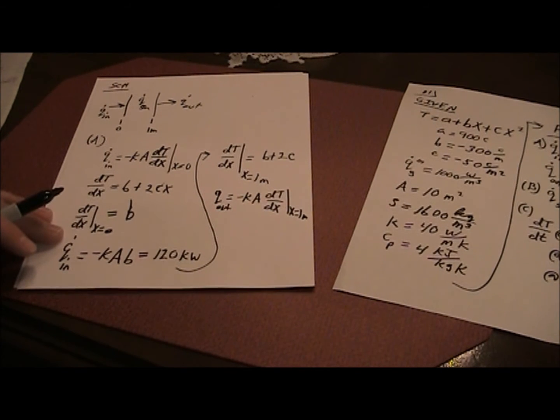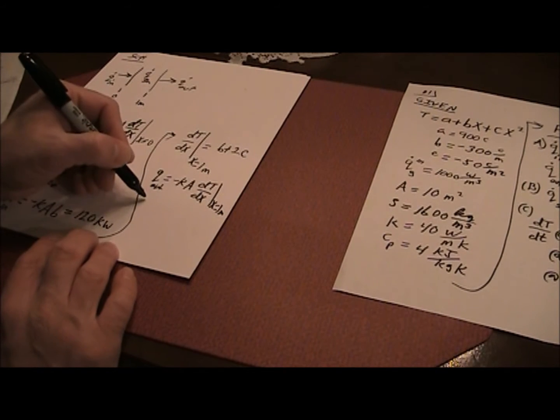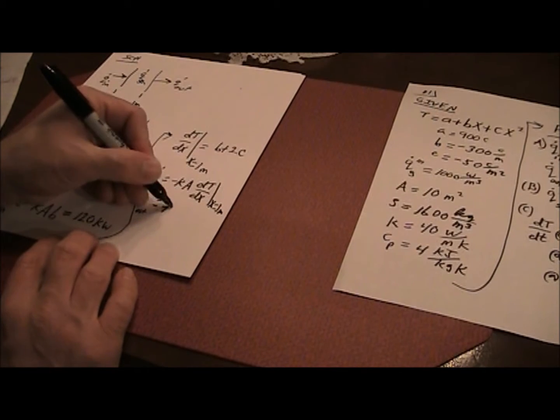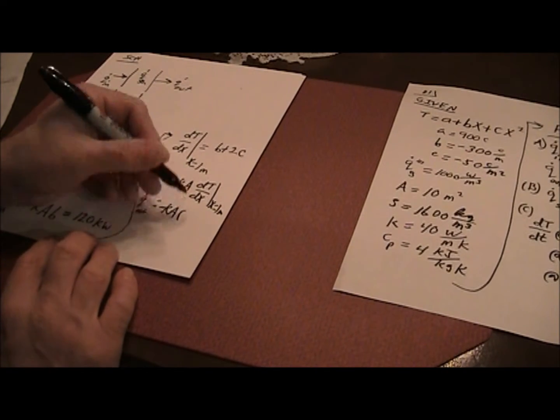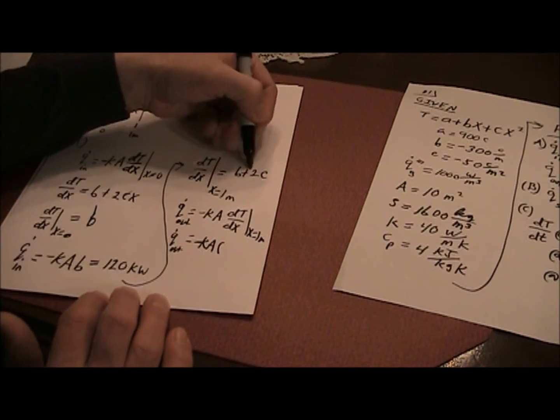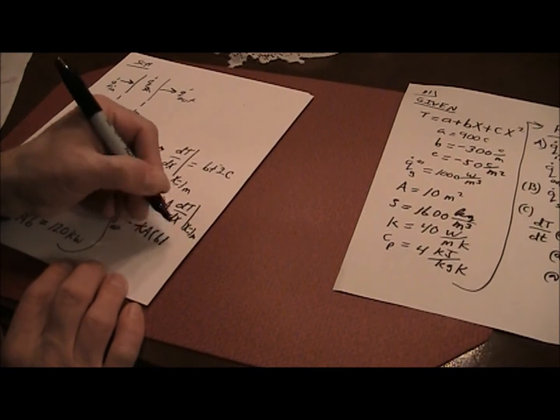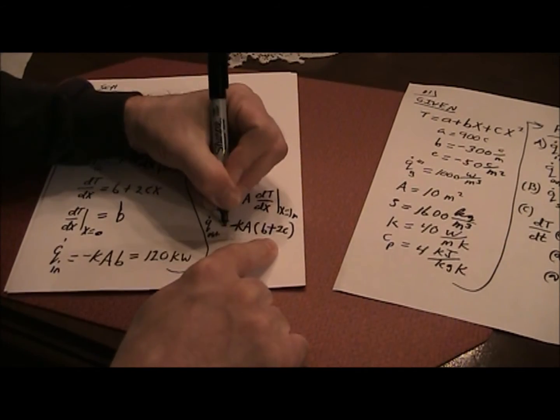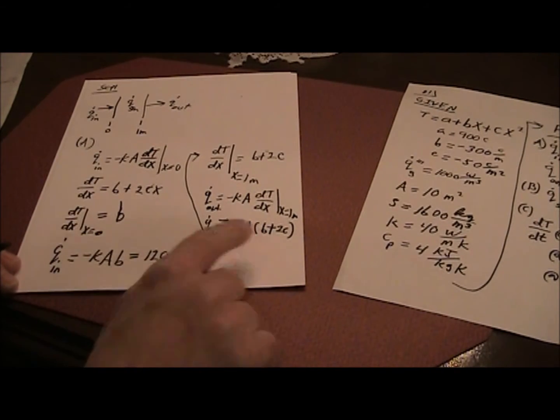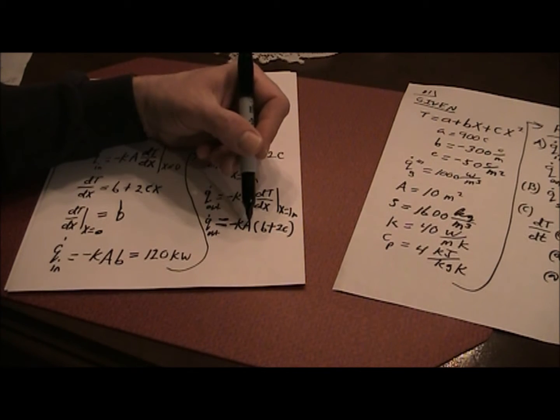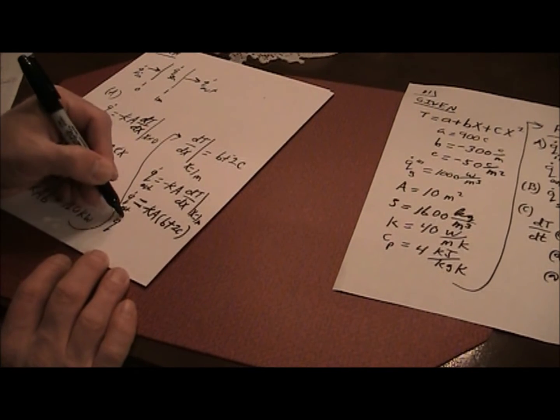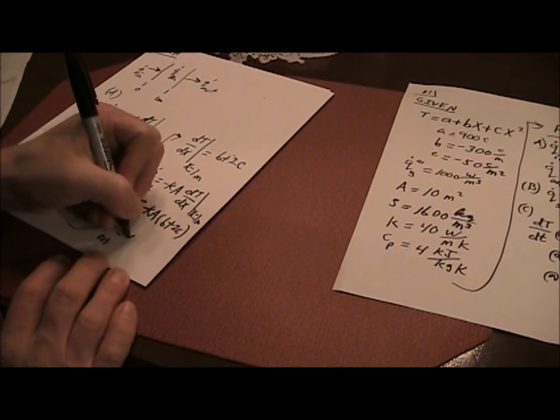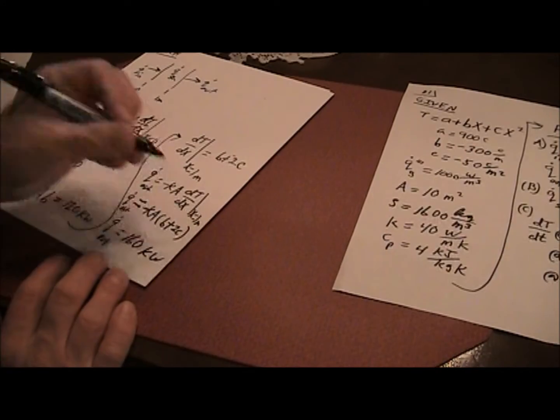Substitute into there, everything's given. We would have Q dot out is minus K times the area times this up here, which is B plus 2C. Substitute into here, everything's given. All this is given. And what you will get is Q dot out is 160 kilowatts. Okay?